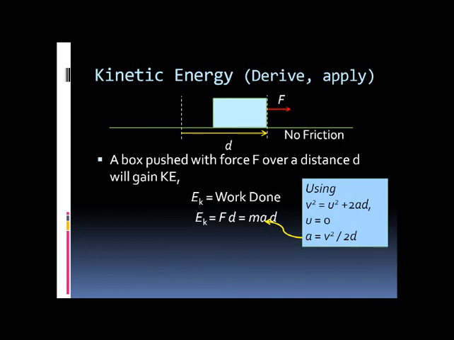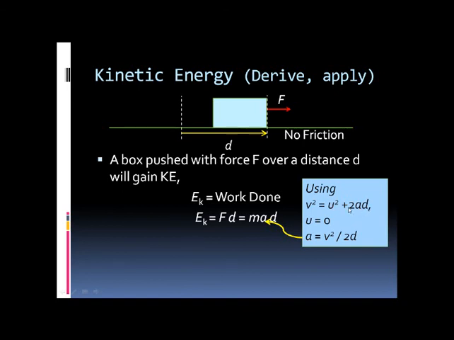Now if we use what we know from kinematics, we know that v squared equals u squared plus 2ad, and we know that the initial velocity of the object is 0. We can easily know that v squared equals 2ad as u equals 0.